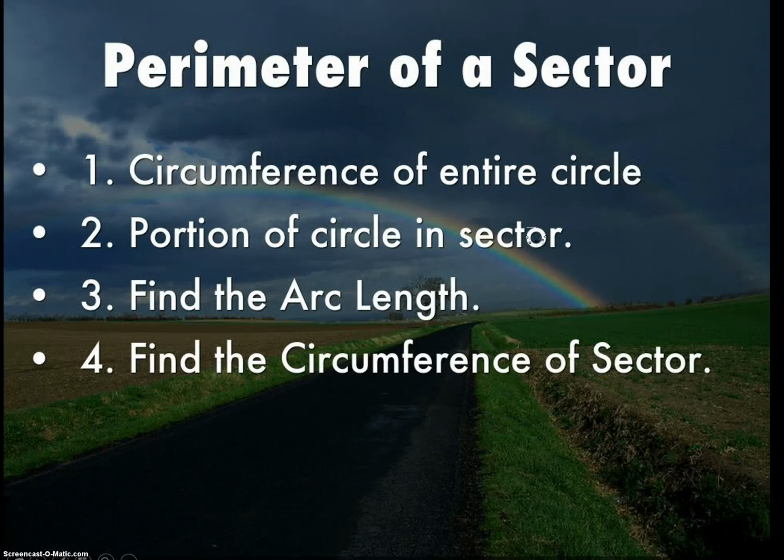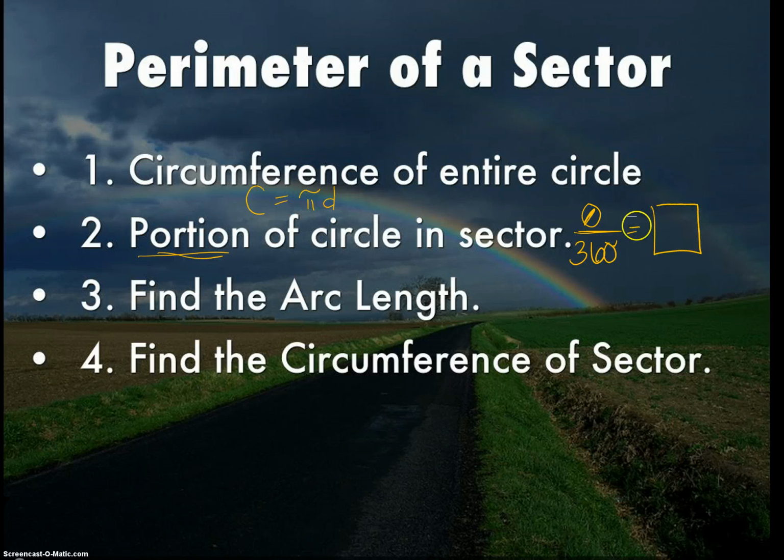Okay. So now we're going to be working on the perimeter of a sector. So make sure you find the handout that says perimeter of sector notes. The first step is to find the circumference of the entire circle. So you're going to have to do C equals pi times D. The second step is to find the portion of the circle that's in the sector. So if you're given degrees, you take the theta, the number of degrees, and you divide it by 360 to figure out what percent or what fraction of the circle you have.